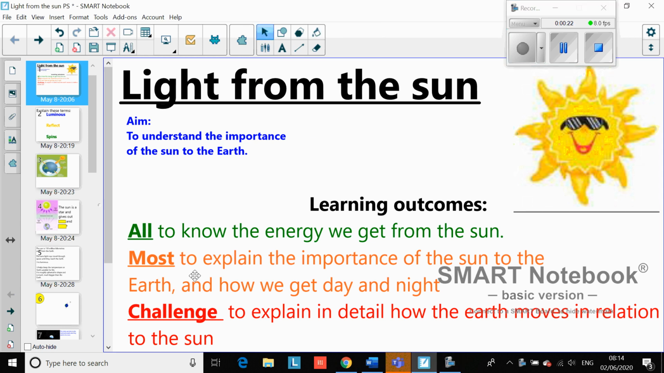So today all of you should know how we get energy from the sun, explain the importance of the sun to the Earth and how we get day and night, and a few of you explain in detail how the Earth moves in relation to the Sun.